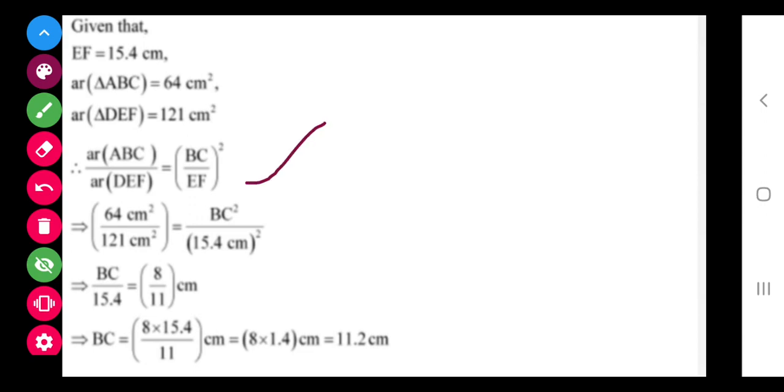Just substitute the value and solve it. How have they solved it? After this step, taking the root on both sides, it will become 8, it will become 11, and this BC square will be removed, and the square will be removed from here also, and finally we will get this solution.